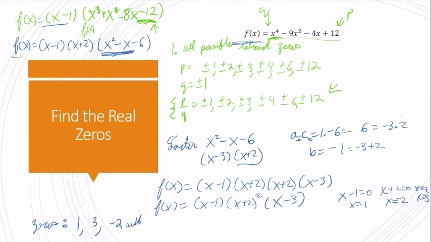Remember, a multiplicity, because it occurs twice, a multiplicity of 2. Remember, when something has an even multiplicity, if I was graphing it, it just touches the x-axis. It doesn't cross the x-axis.